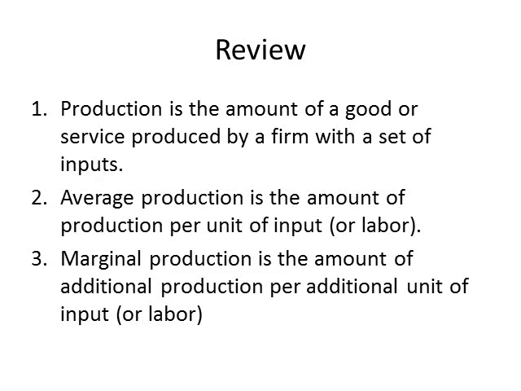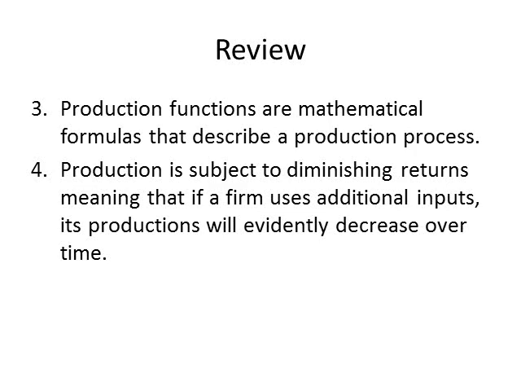Production is the amount of a good or service produced by a firm with a set of inputs. The average production is the amount of production per unit of input, in our case labor. The marginal production is the amount of additional production per additional unit of input. Production functions are mathematical formulas that describe the production process. Production is subject to diminishing returns, meaning that if the firm uses additional inputs, its production will eventually decrease over time.